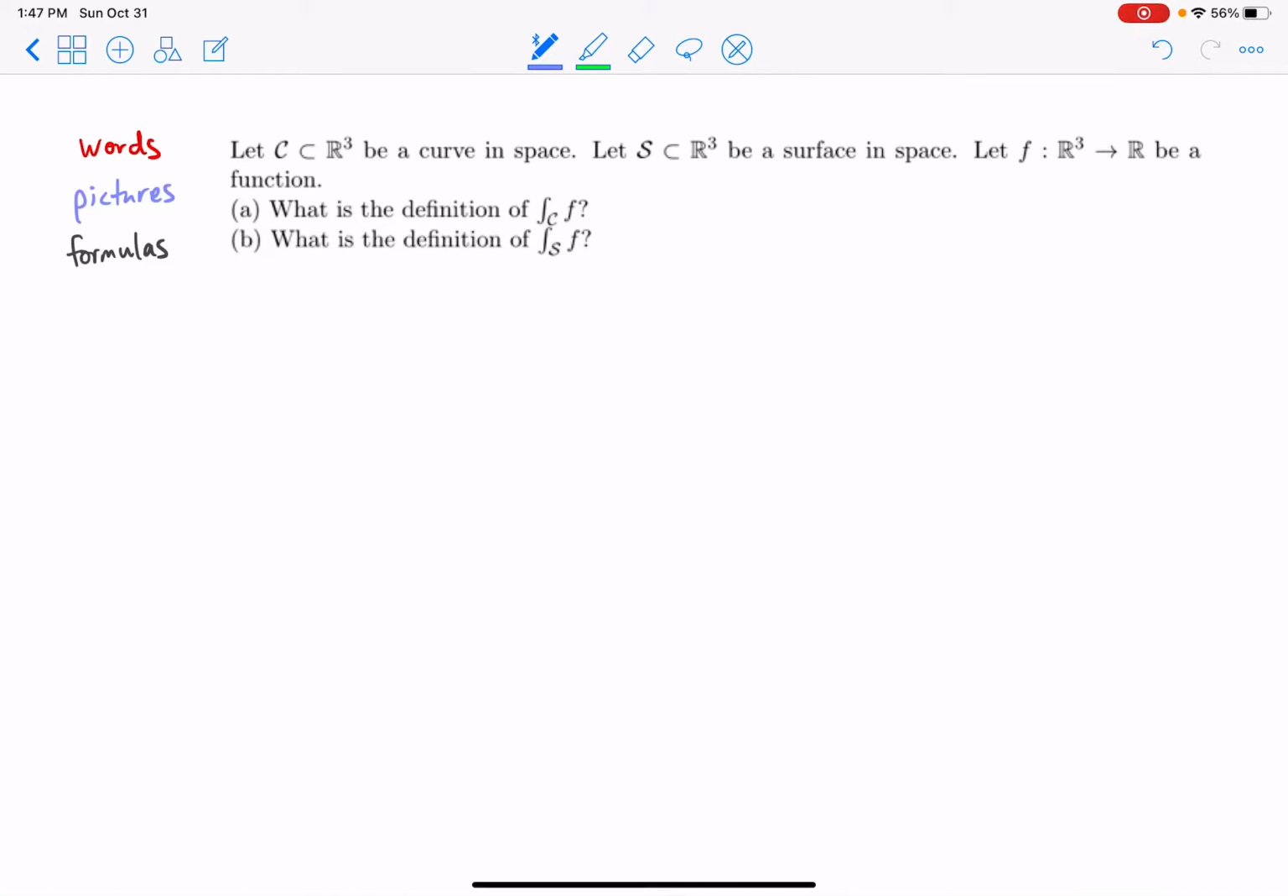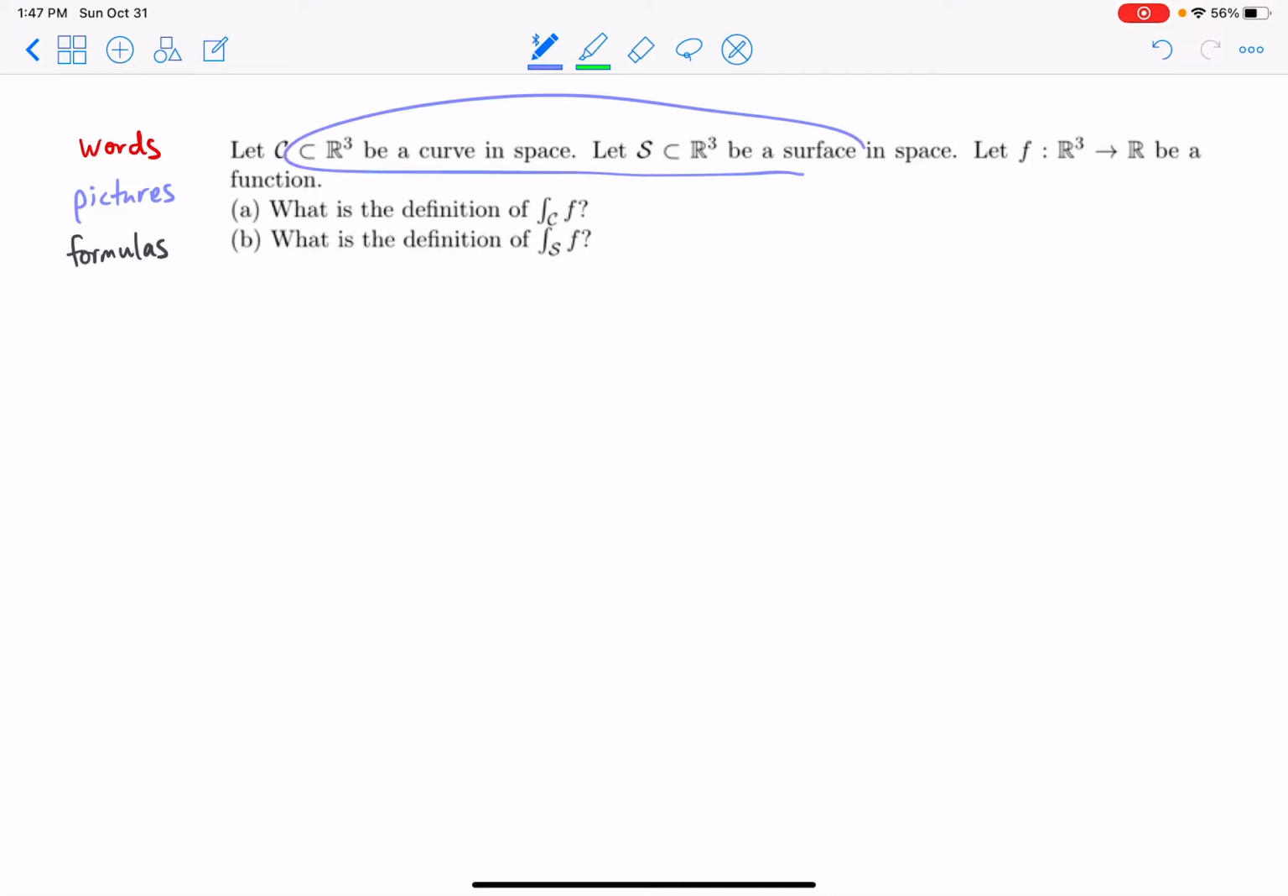Okay, hi everybody. So now we're going to look at a curve in space and also a surface in space. And we have a function that's actually defined on all of space, but the curve is inside of R3 and also the surface. And so any point on the curve, we could plug into the function. Any point on the surface in here, we could plug in. Okay, so let's integrate them.